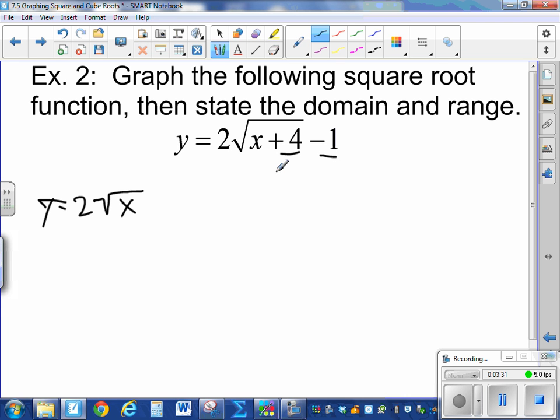So let's go ahead and write down what these actually mean. This actually means you're going to go left 4. And this minus 1 means you're going to go down 1. All right, so we're going to make a table.